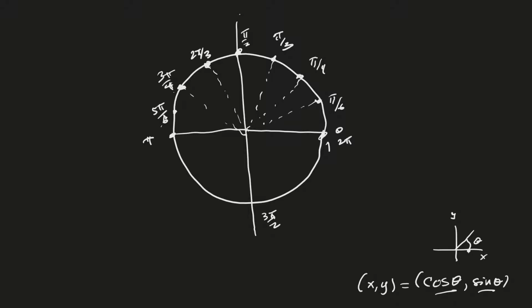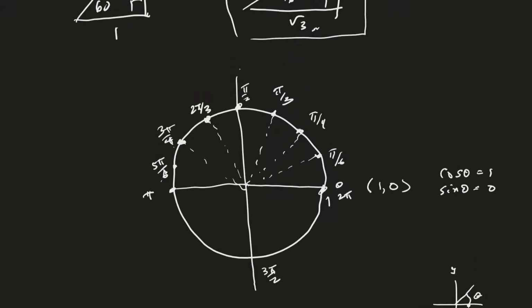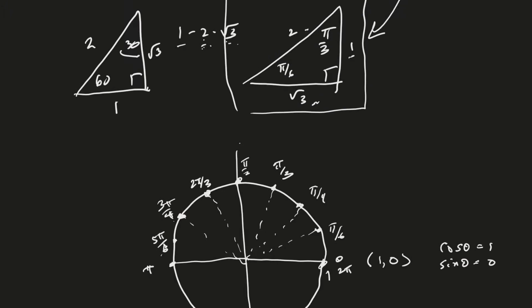angles. So if we start here at 0, the coordinates are 1, 0. And so that tells us that the cosine of 0 is equal to 1 and the sine of 0 is equal to 0. Good. Now we go up 30 degrees to pi over 6. And so we're going to use our triangle here. And I see that the cosine is square root of 3 over 2, and then the sine is 1/2. So those are the coordinates on the unit circle.